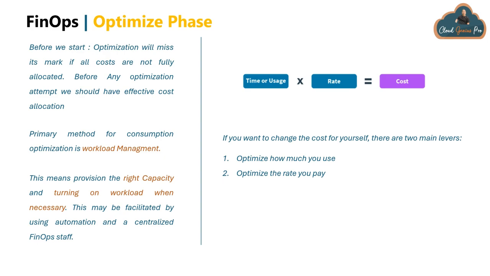I hope you understood the key concepts of the optimize phase: where we should focus, how we should focus, and what the prerequisite is, that is, effective cost allocation. In this way, we can optimize the overall cost. And that is all I wanted to talk about on the optimize phase via this video.